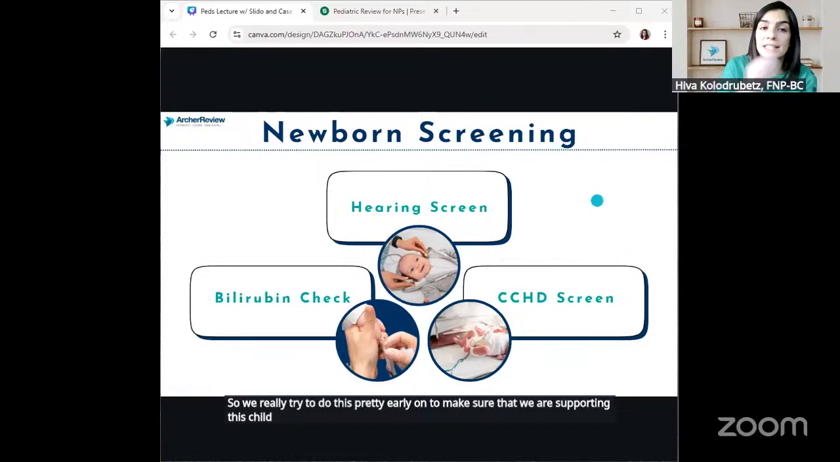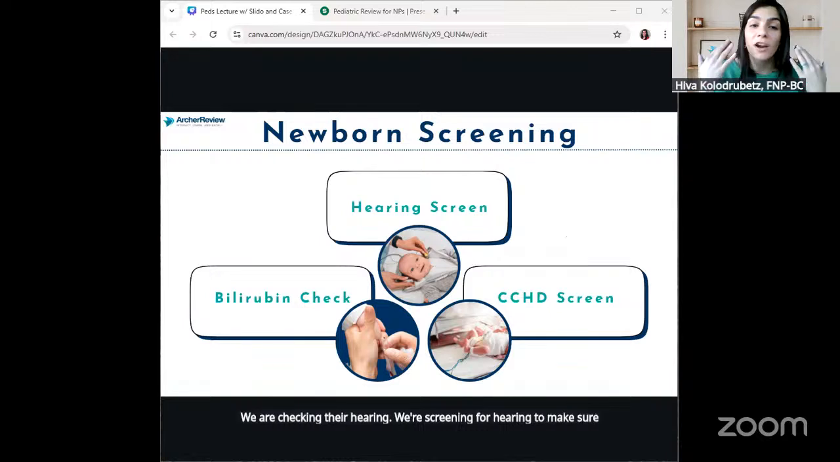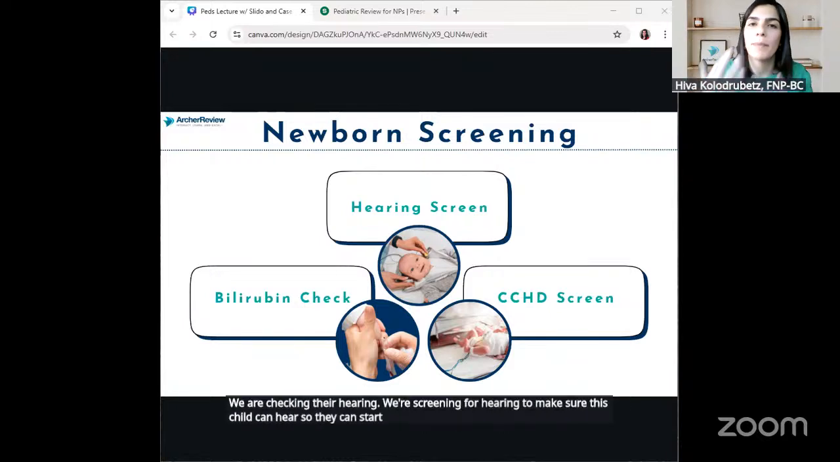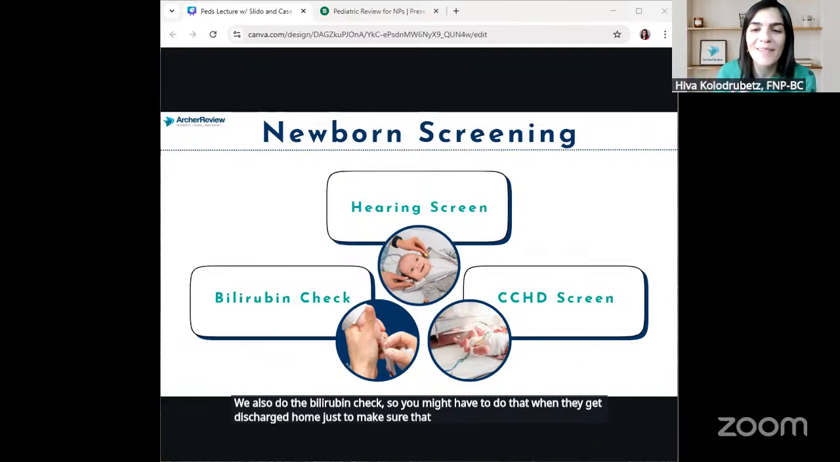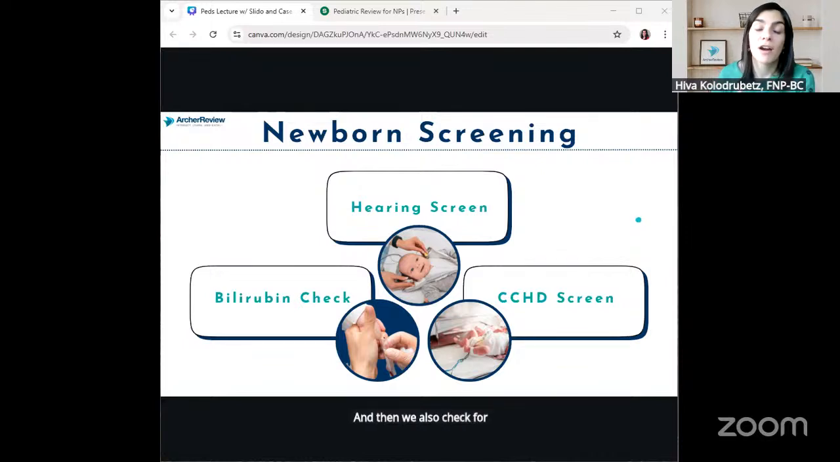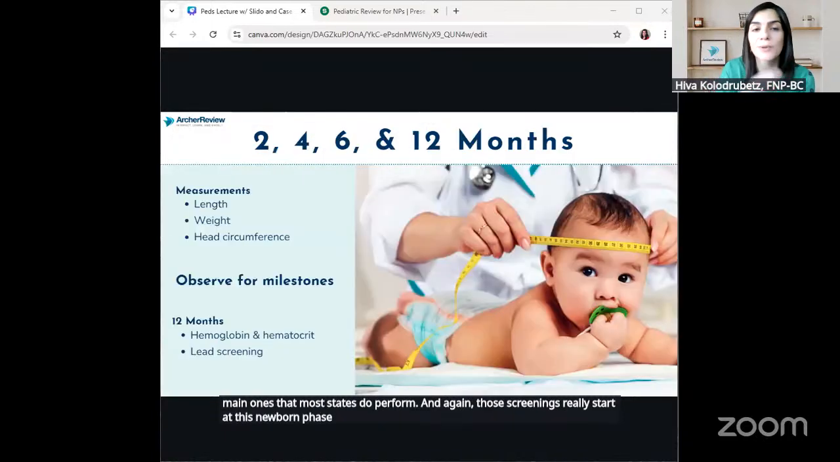So in the hospital, that newborn screening phase, we are checking their hearing. We're screening for hearing to make sure this child can hear so they can start hearing sound and mimicking sound with babbling, right? We also do the bilirubin check, so you might have to do that when they get discharged home just to make sure that they're clearing all that bilirubin. And then we also check for any congenital heart disease. So these are the three main ones that most states do perform. And again, those screenings really start at this newborn phase and we continue to repeat.